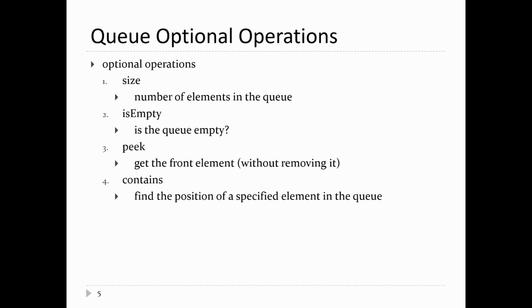Like stacks, you can have additional operations, and it's very common for practical queue implementations to have extra methods. So you might want to know how many elements are in the queue. Is the queue empty? You might want to get the front or the back of the queue without removing that element. That's often called peek or front or back. You might want to know, does a queue contain a particular element, and so on. Equals, hashCode, toString, and many other methods that you can think of.